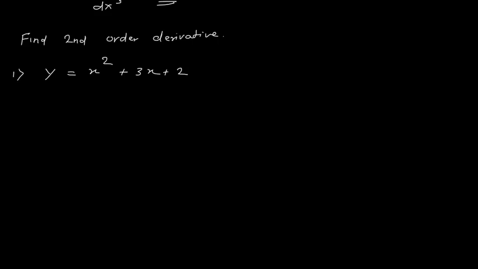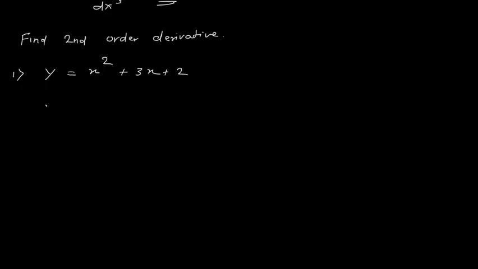Now here you can see the first question, y is equal to x square plus 3x plus 2. We have to find the second order derivative. Now the second order derivative, we say d square y upon dx square, or we can use the notation y double dash, or we can use the notation y2. Okay, so different notations are there. We will see in some of the problems other notations also. So here we have to find the second order derivative.